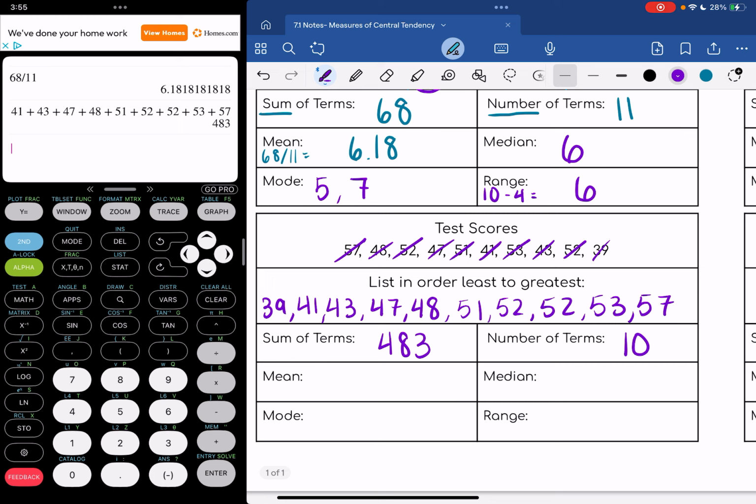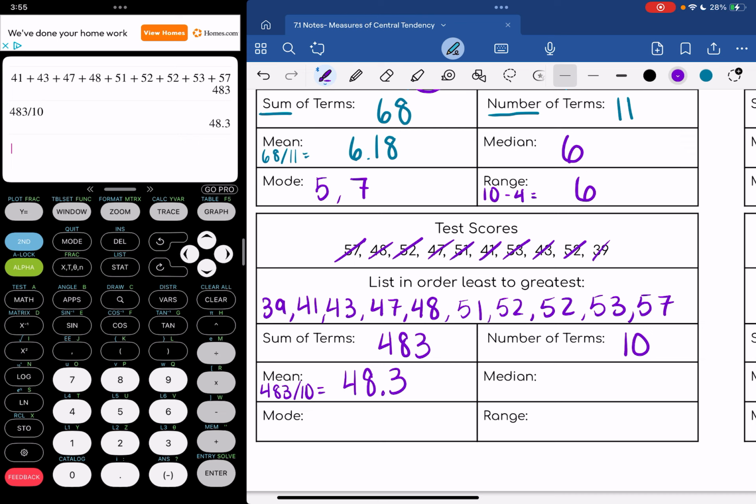Okay, to find our mean, we will divide that 483 by 10. 483 divided by 10. I know when I divide by 10, I'm just scooting my decimal place one to the left. So it's 48.3.